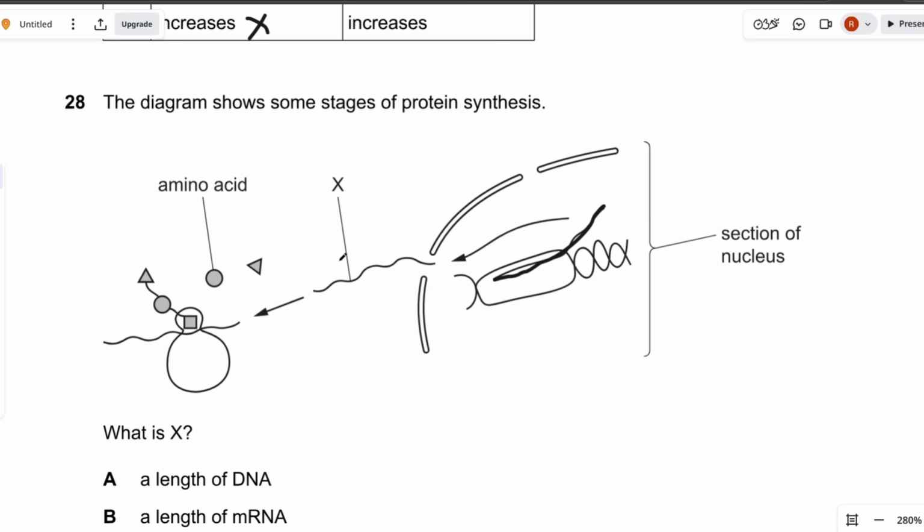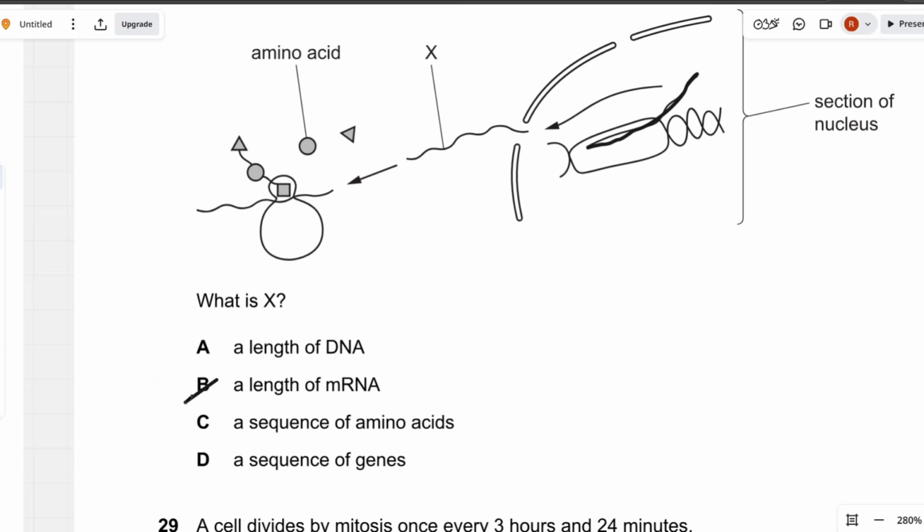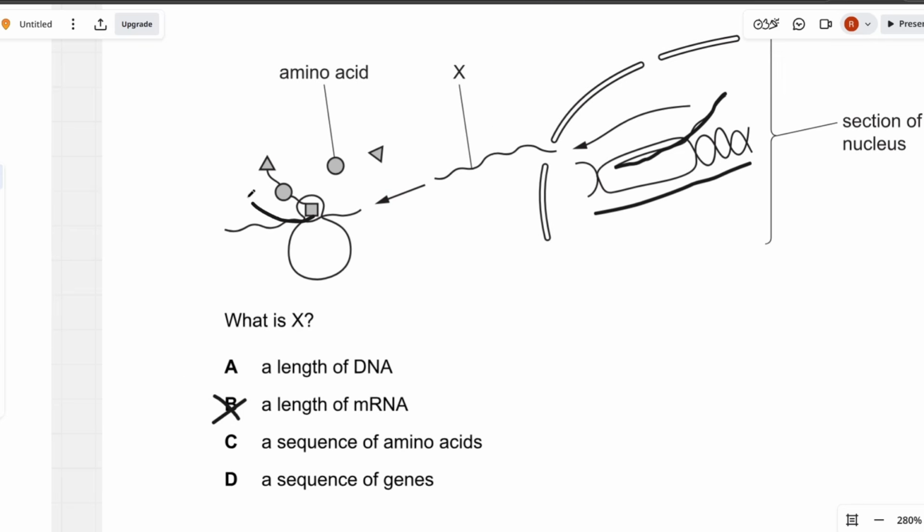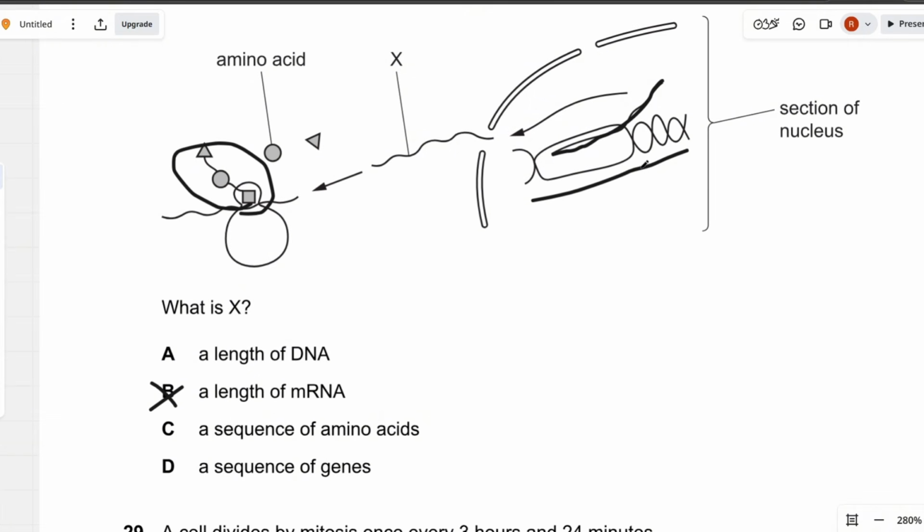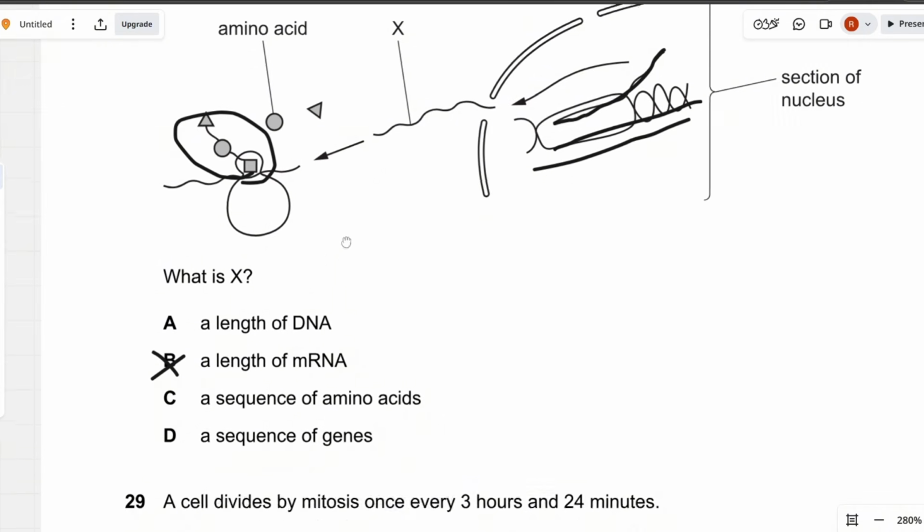So they're saying, what is X? X, as we just said, is the length of mRNA. It cannot be a length of DNA because this is DNA. It cannot be a sequence of amino acids because this is the sequence of amino acids, and it cannot be a sequence of genes because the sequence of genes is just a length of DNA.